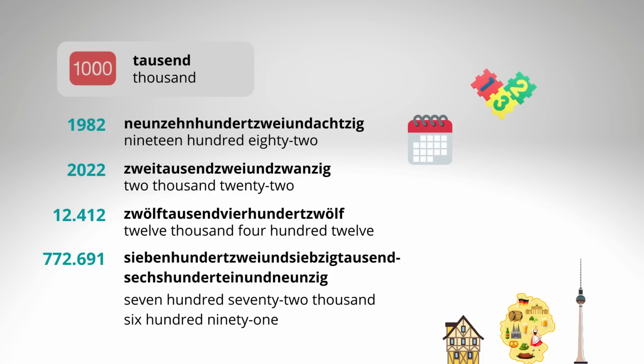This time we want to translate the number 772,691 into German. Just like in the examples before, we first start with the multiple of 1000, in this case 772,000, or in German siebenhundertzweiundsiebzigtausend. Then we move on with the multiple of 100, in this case 600, or in German sechshundert. And then all that's left is 91, or in German einundneunzig. So if we put it all together, we have siebenhundertzweiundsiebzigtausendsechshunderteinundneunzig.